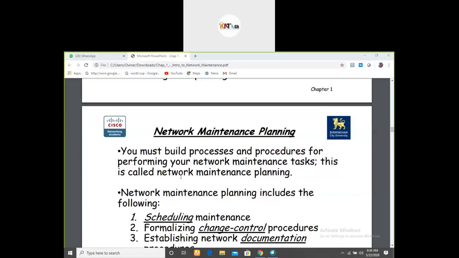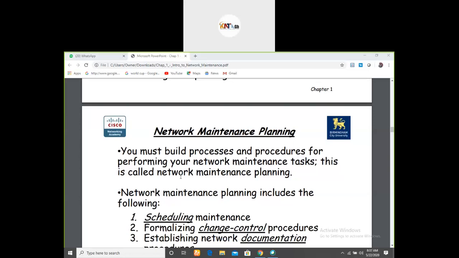So for network maintenance planning, you must build processes and procedures for performing your network maintenance tasks. What are these processes? These processes are called network maintenance planning. So what is planning? Planning is the process of making plans for something, or the process of thinking about the activities required to achieve a desired goal. It is the first and foremost activity to achieve desired results, and this involves the creation and maintenance of a plan.